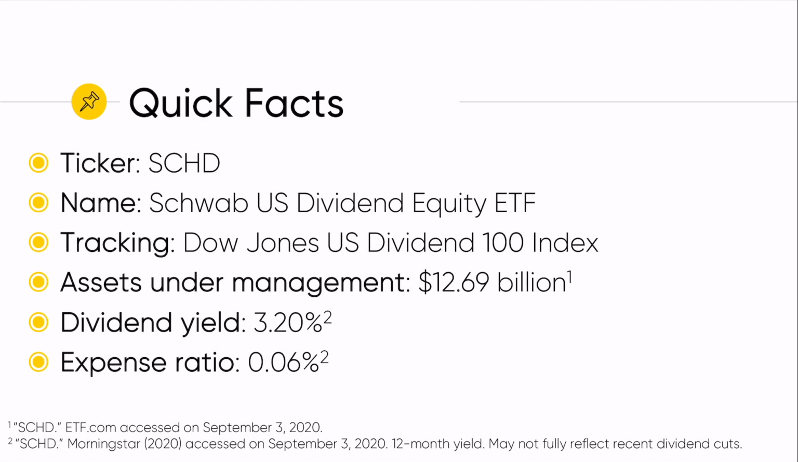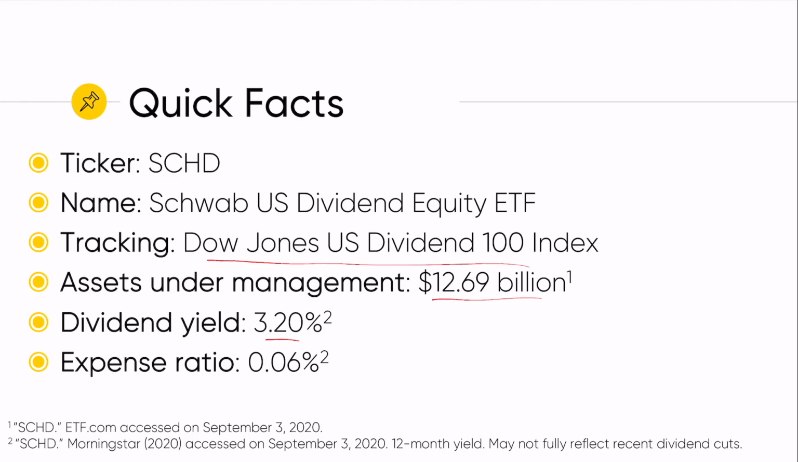So this ETF tracks the Dow Jones US Dividend 100 Index. I'll tell you how that's constructed here in a few minutes. $12.69 billion in assets. The dividend yield over the last 12 months is 3.2%. I will note that all of these dividend yields do not include any recent dividend cuts, so just keep that in mind. If there are underlying stocks here that have cut the dividend, that may be a little bit overstated. And then the expense ratio is a pretty low 6 basis points.